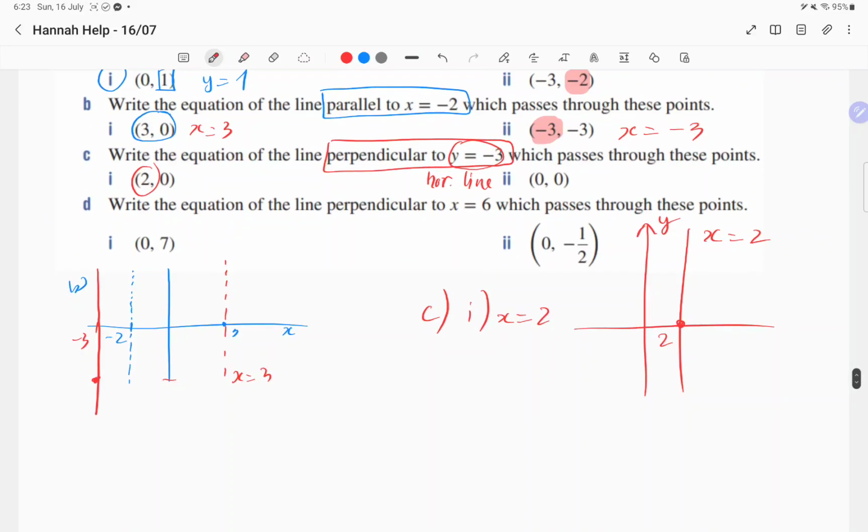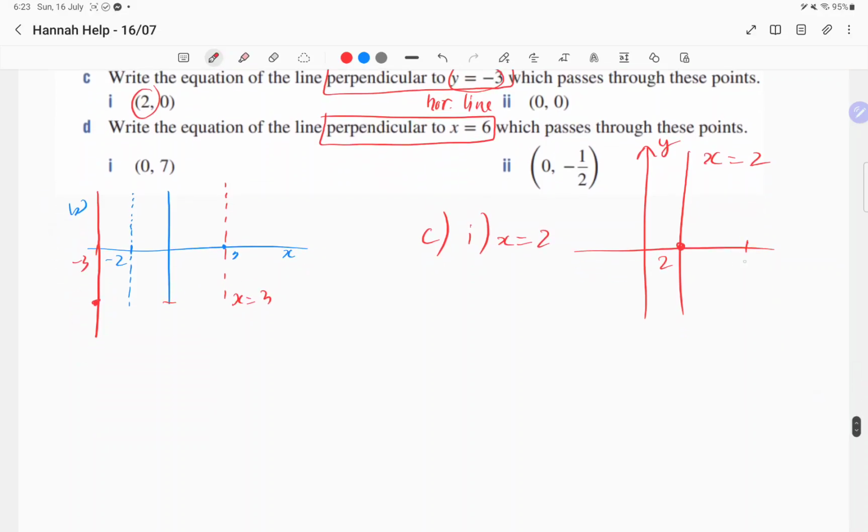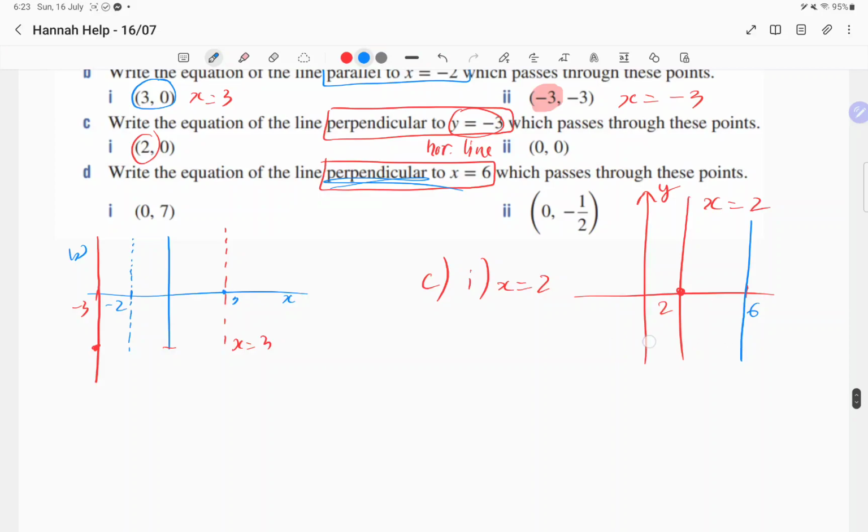All right, so see if you can. It will make sense for the other questions. But you want a line perpendicular to x equals 6, right? x equals 6 is a vertical line, right? x equals 6 here. So you want a line perpendicular to that. That must be a horizontal line, right? So now you got to find where this horizontal line is going to lie so that it will pass through those points. So the first one is 0, 7. So x is 0, y is 7. So I will shift this horizontal line up here, which means the equation is simply y equals 7, is the answer for D1.